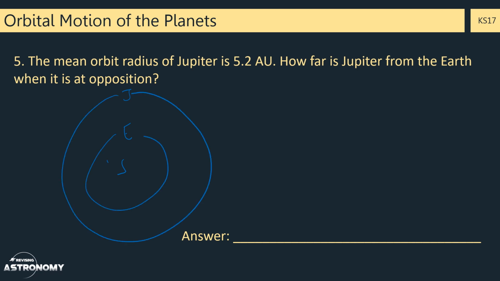It tells us that the distance from Jupiter to the Sun is 5.2 astronomical units, and we want to work out this distance here. Well, again, we know this distance here is 1.0 astronomical units, distance from Earth to the Sun. So quite clearly this distance here is going to be 5.2 astronomical units, the distance from Jupiter to the Sun, minus the distance from Earth to the Sun, which is 1.0 astronomical units. So that will quite simply be 4.2 astronomical units.